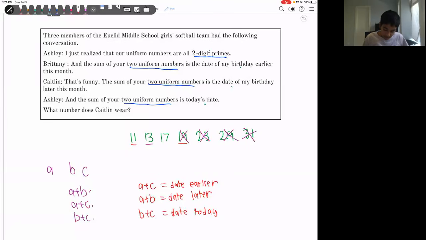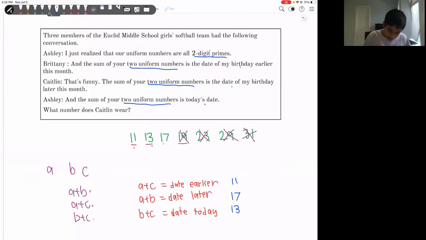So these three numbers have to be the date earlier, the date later, and the date today. And we're given that the date later has to be greater than the date today, and the date today has to be greater than the date earlier. So therefore we know the date later has to be 17, the date today has to be 13, and the date earlier has to be 11. Okay, so now we know these three conditions.